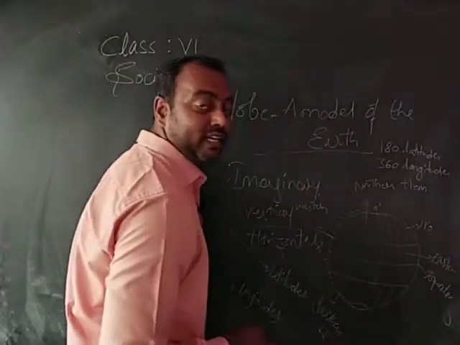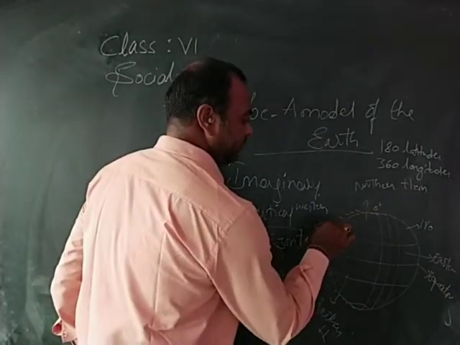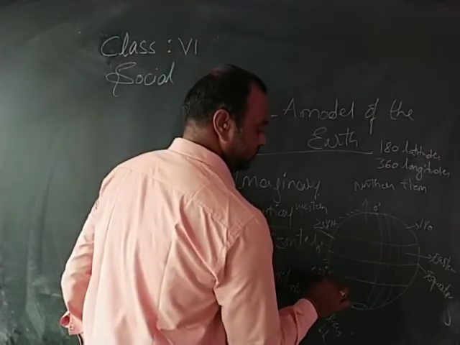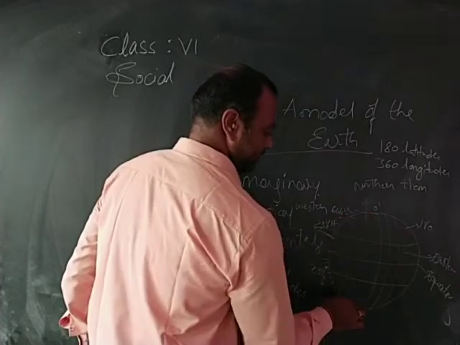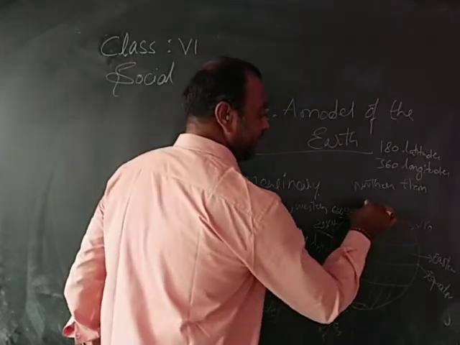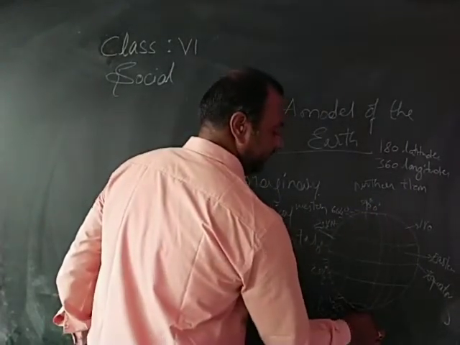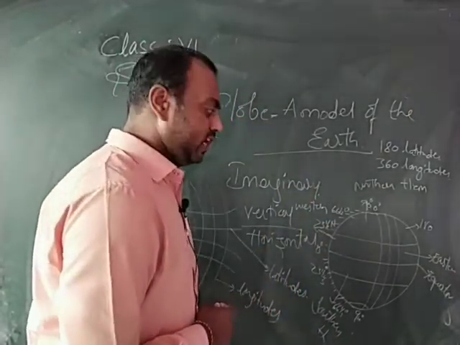What is it called as? Equator. And 23.5 north, 23.5 south, 66.5 north and 66.5 south, 90th latitude in the north and 90th latitude in the south. These are the important latitudes which are present.